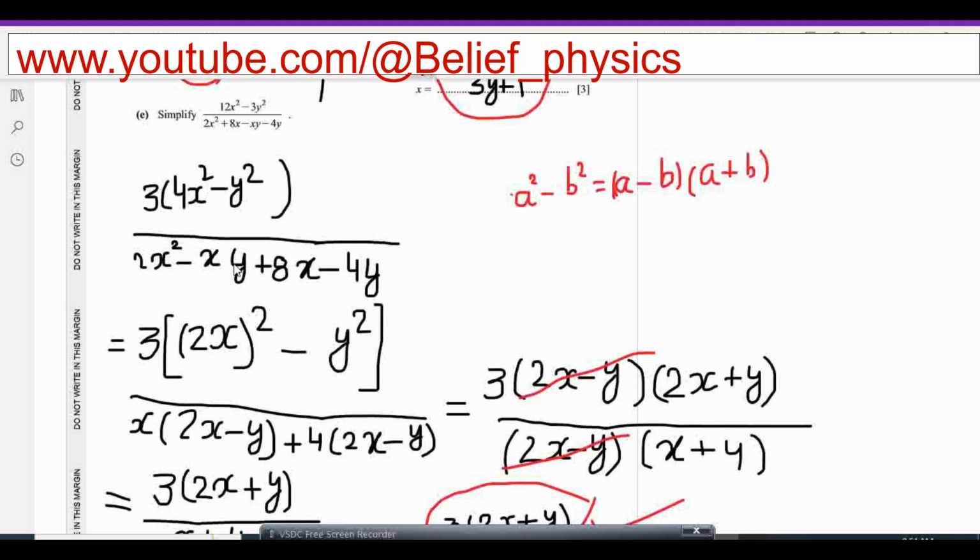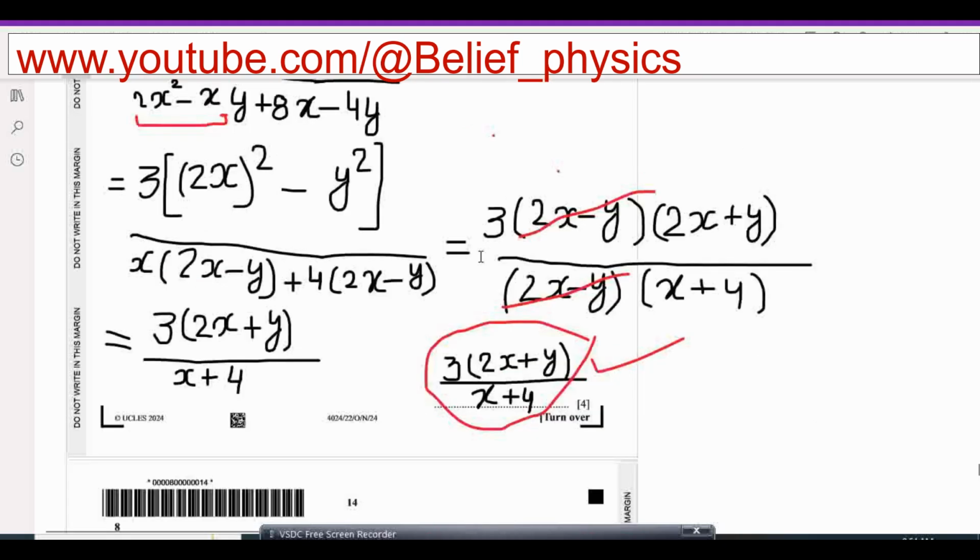In the denominator, from the first pair we take x common. When we take x common, it becomes 2x minus y inside, and from this pair we take 4 common. When we take 4 common, it becomes 2x minus y inside. So in the denominator we get 2x minus y common and x plus 4 factorized. Now 2x minus y is cancelled, so we are left with 3 into 2x plus y over x plus 4. So this is the answer.